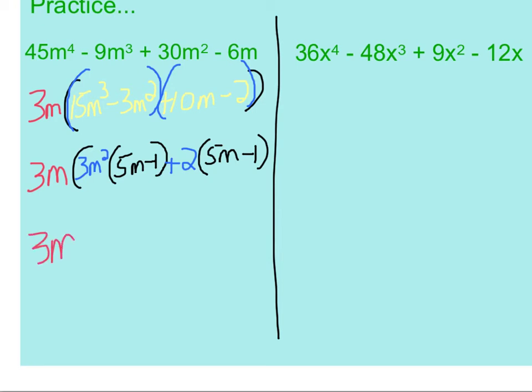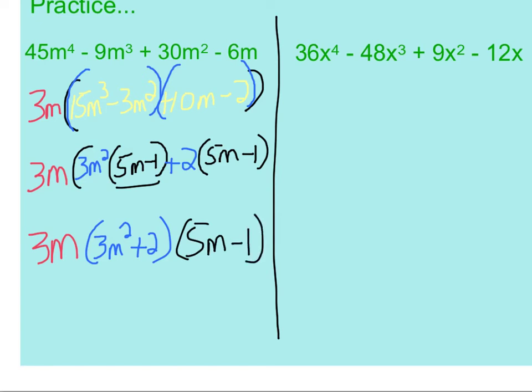Remember, 3m goes first. Next, I'll take my blue factors, 3m squared plus 2. Lastly, the one that repeated itself, the 5m minus 1. So those 3 items will multiply together to give us this. Alright, we have one more example and then the practice problems.